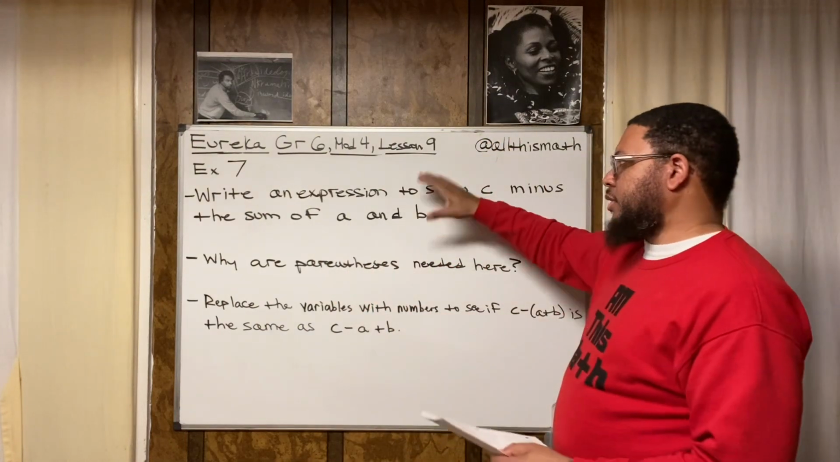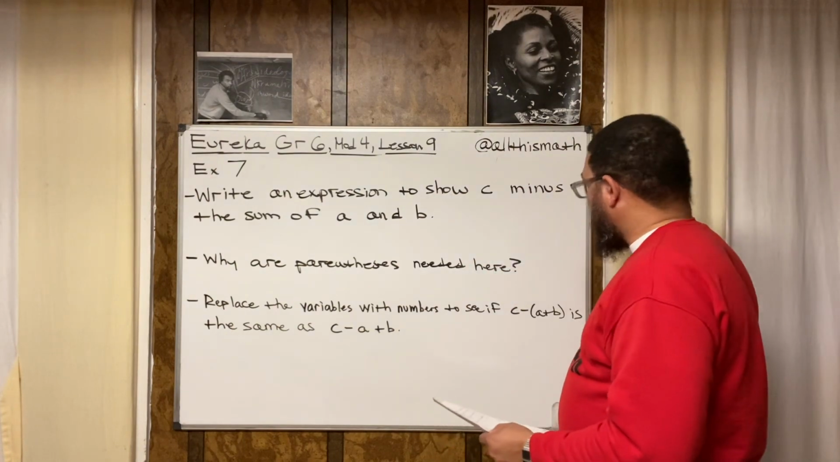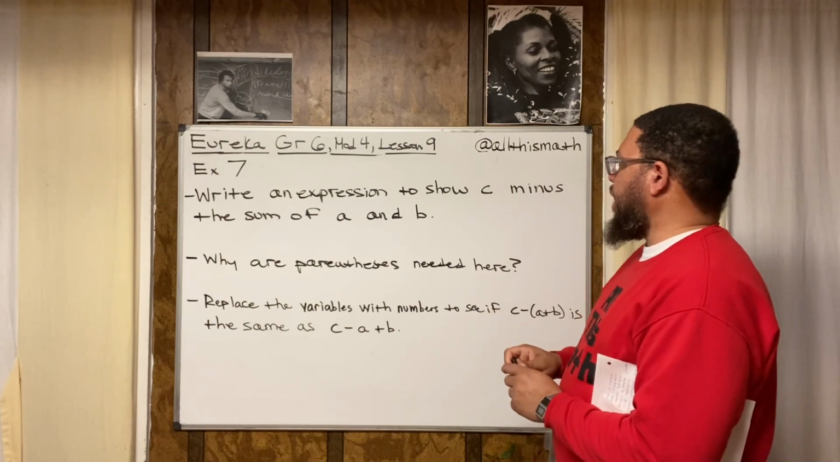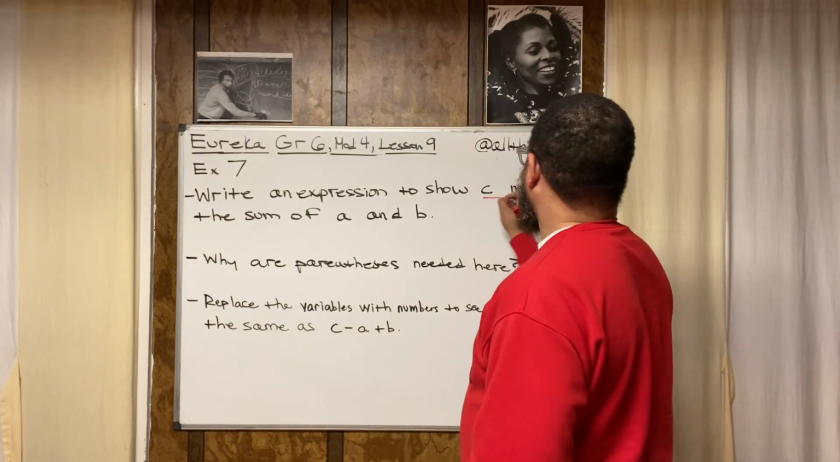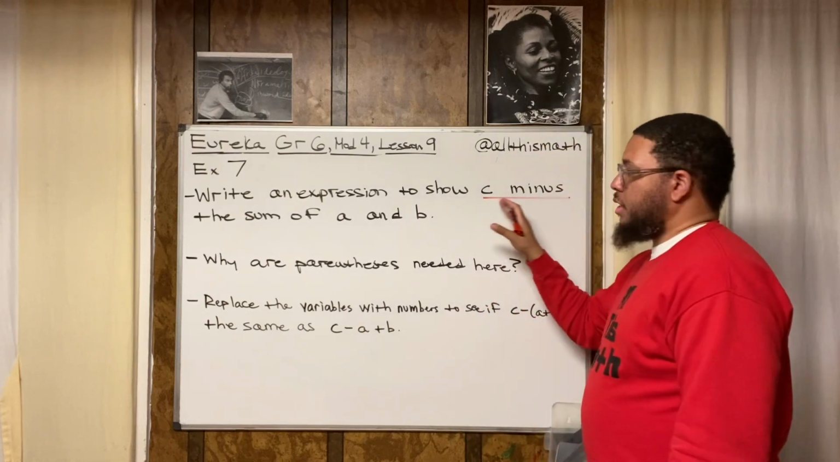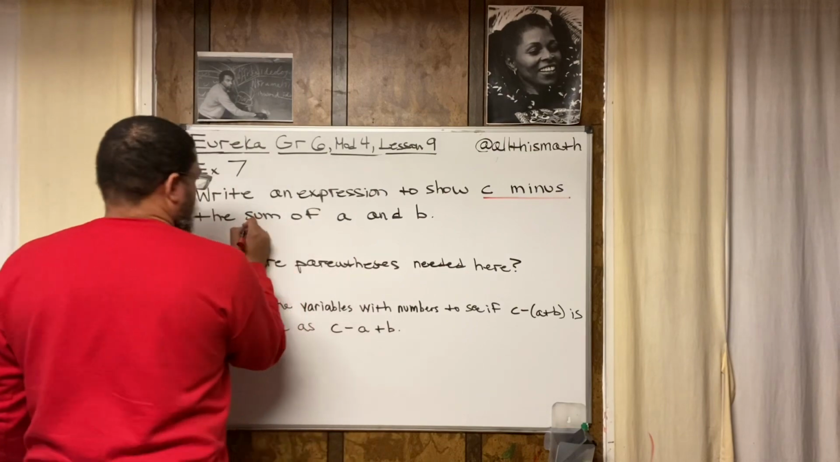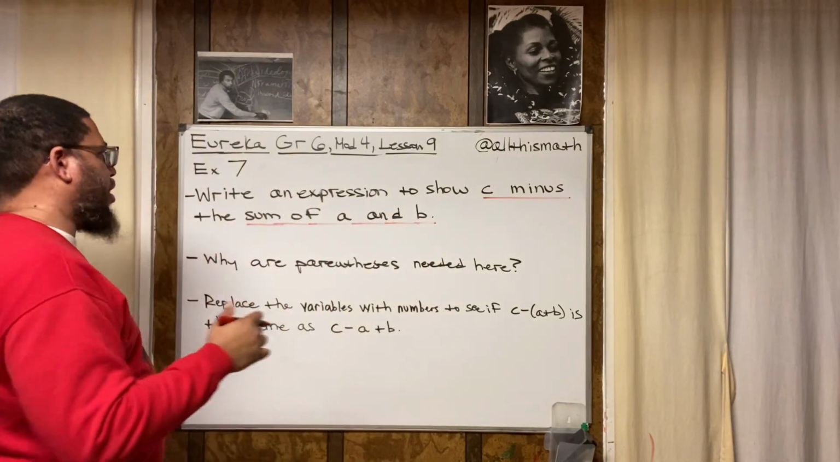All right, so let's first break this down. Let's analyze this statement and identify the important and key elements in it. So first we're going to show C minus. C minus the sum of A and B.